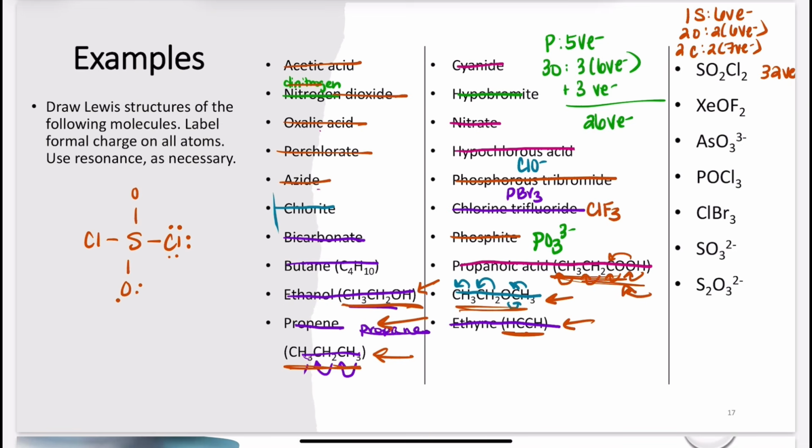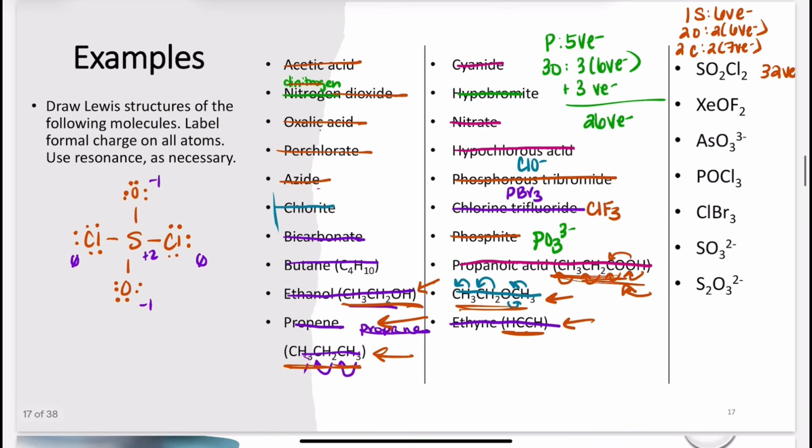Give your outer atoms their octet. Check your central atom. Your central atom does have an octet. Check your formal charge. Can you minimize that? 100%. Let's donate one of these pairs of electrons from a double bond here. Now I got +1, -1. I can fix that. I've got 0, 0, and 0.